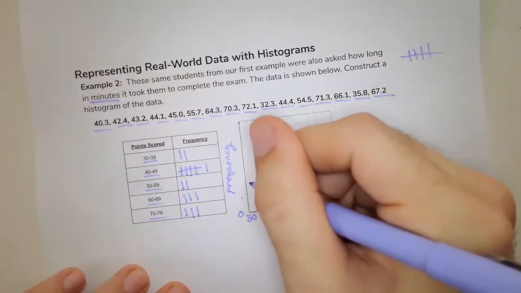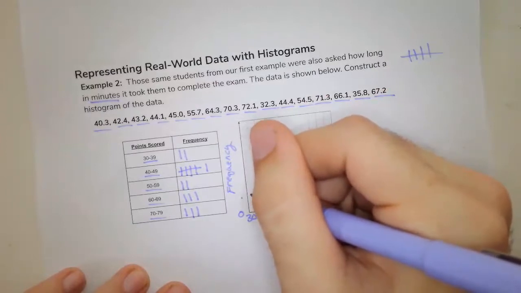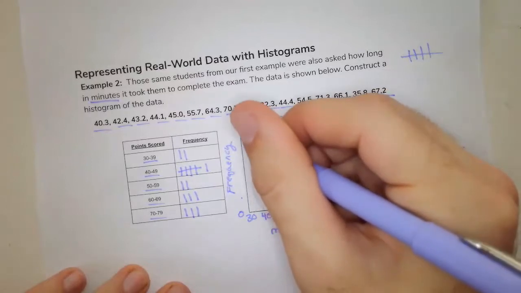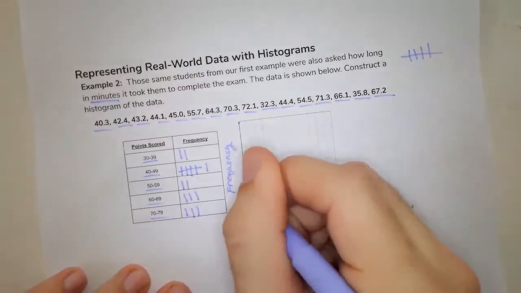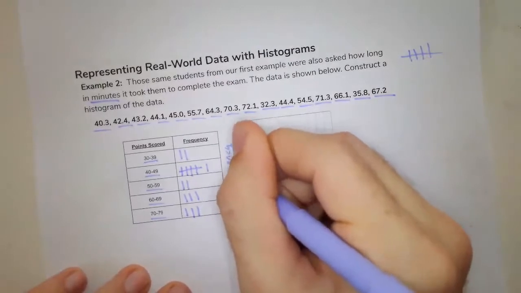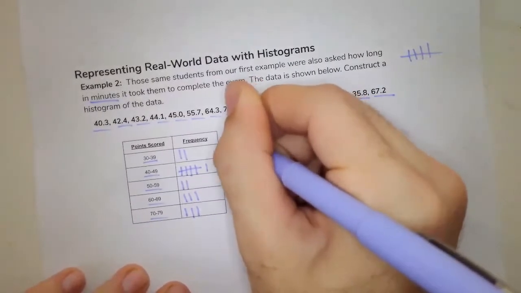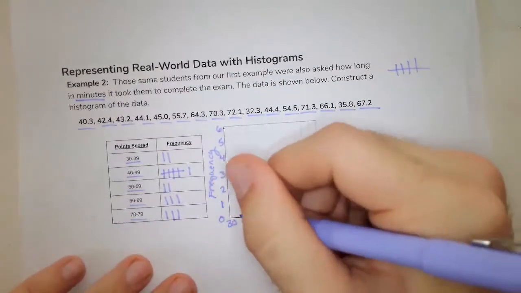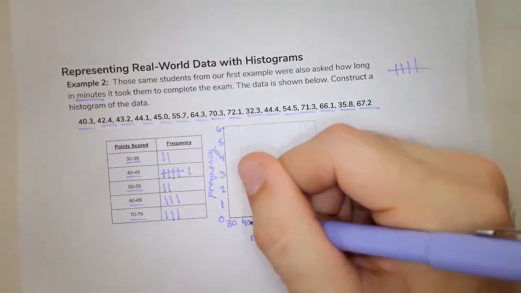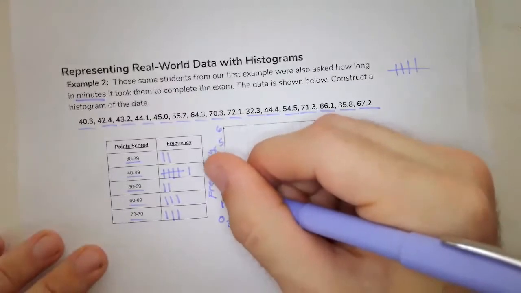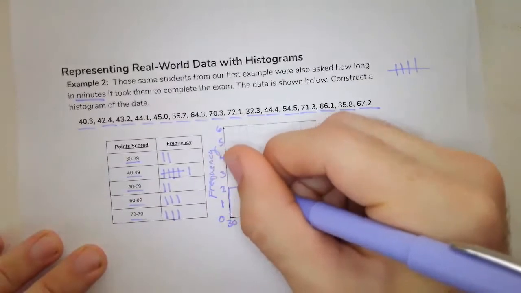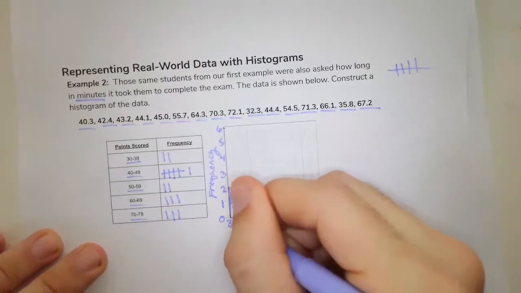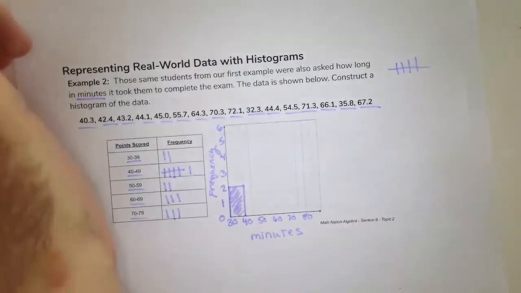Yeah, we can do that. 1, 2, 3, 4, 5, 6. Okay, so we have our frequency numbers. From 30 to 40, that happens twice. So from 30 to 40, the frequency is twice.